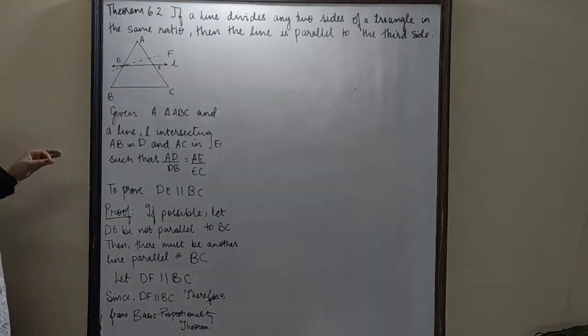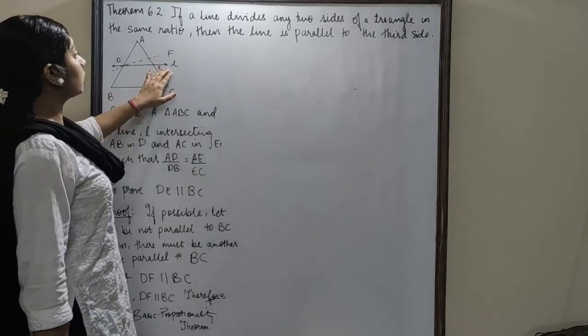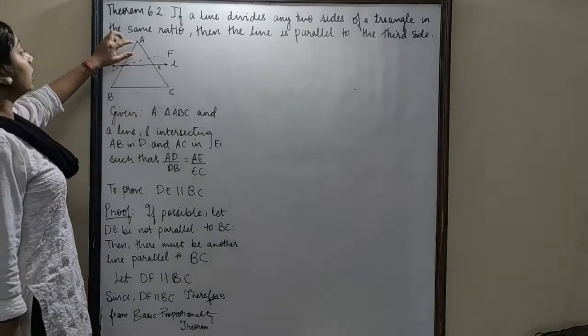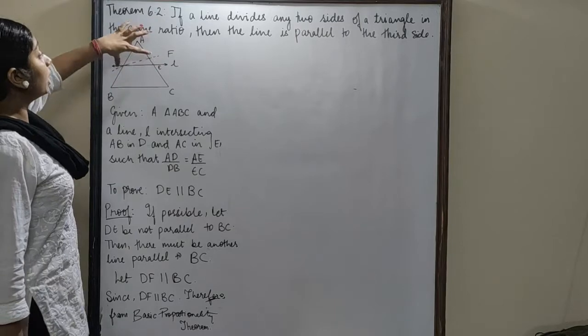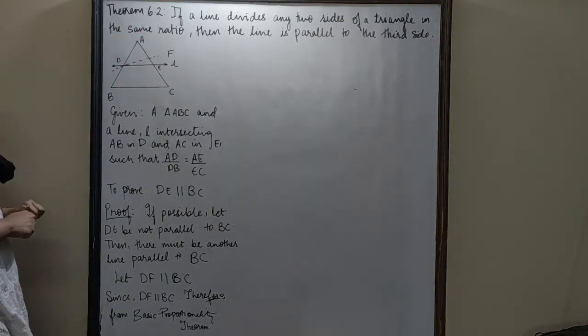So it's given over here, if a line divides any two sides of a triangle, suppose this is a line which is dividing any two sides of the triangle, then if the ratios are equal, then this line must be parallel to the third side. Okay. So what is given over here?